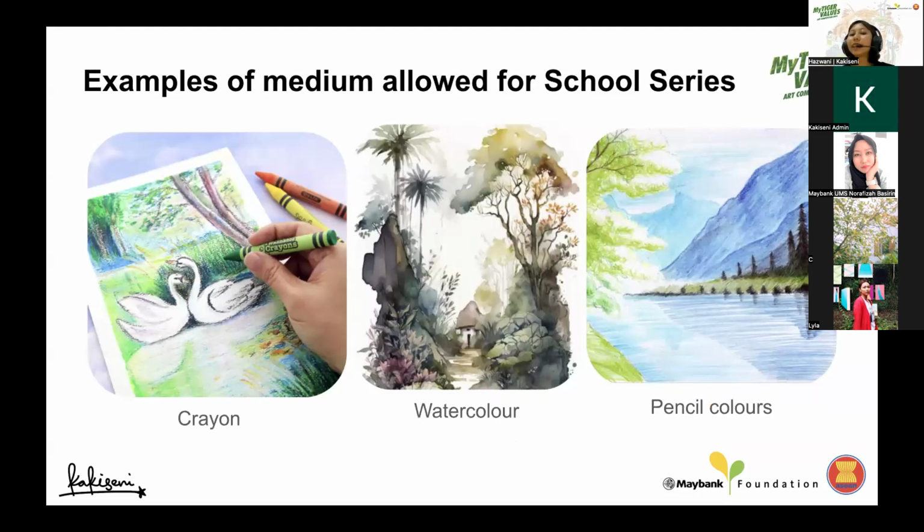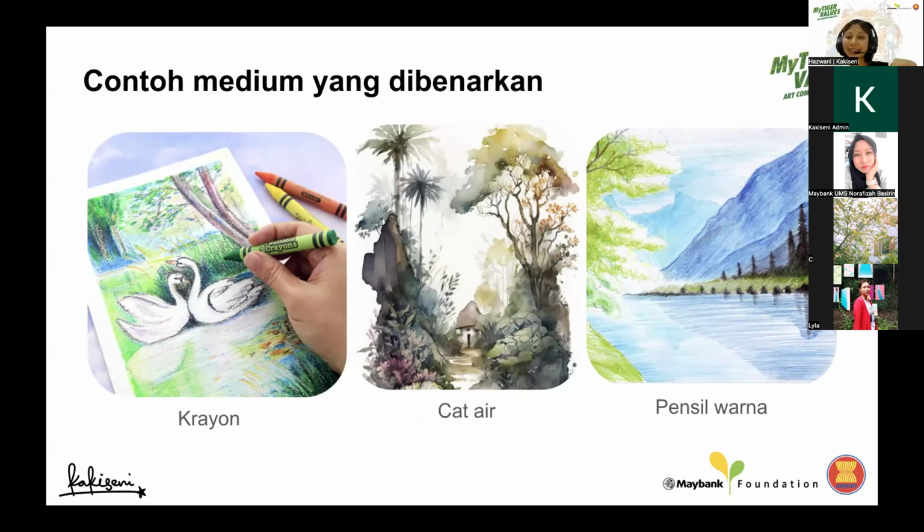Okay, macam saya cakap tadi, medium yang boleh digunakan untuk series sekolah ialah crayon, watercolor dan juga pencil color contohnya. So, yang lain macam yang saya sebut tu tadi, macam Procreate tu pun boleh guna juga. Asalkan dia digunakan untuk melukis dan berwarna. Okay, next.